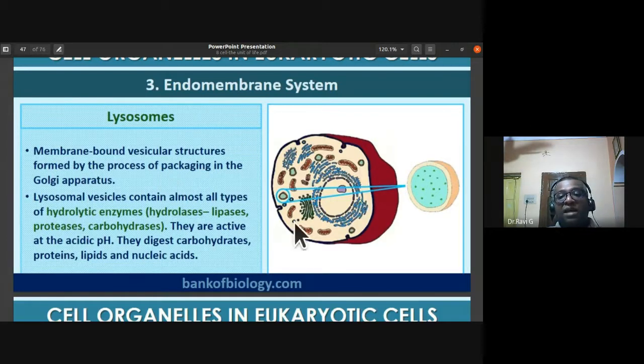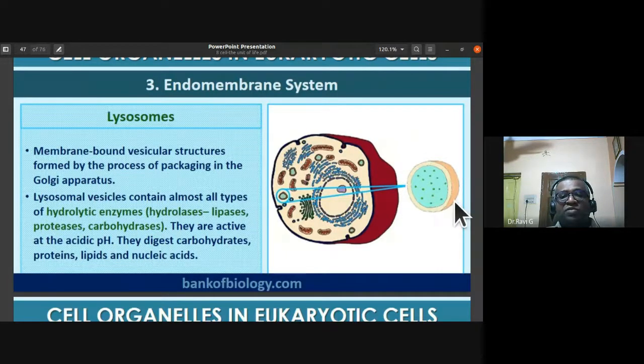Lysosomes are membrane bound. So you can notice here they have enlarged lysosomes. They are membrane bound vesicular structures. They are formed by the process of packaging in the Golgi apparatus. See, lysosomes are formed by the process of packaging in the Golgi apparatus.